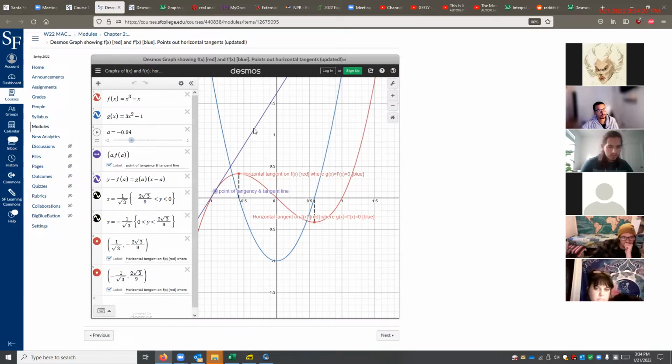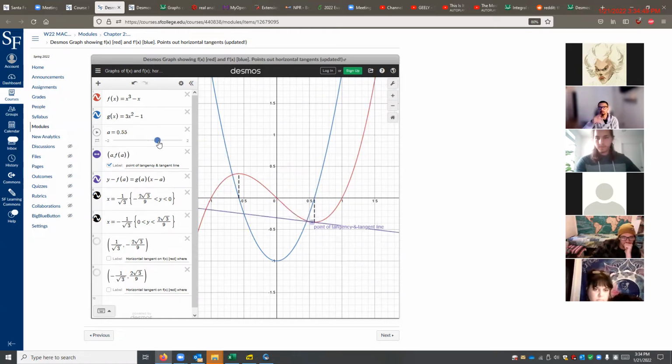Now, obviously, this is quite busy, but you can grab the point of tangency and drag it around. So the red is the original function, and you can turn things off to declutter. Get rid of the labels if you want to declutter. But you can drag this point of tangency around and see how the red graph, which is the original, relates to the blue graph, which is the derivative.